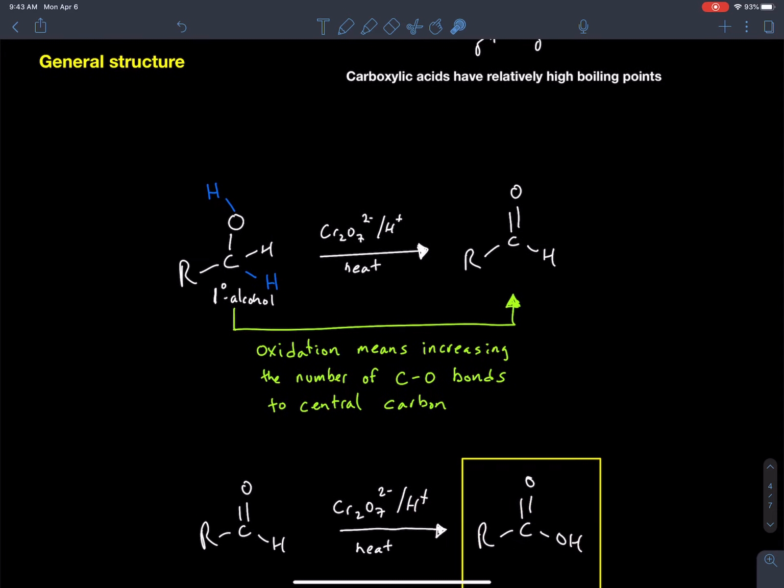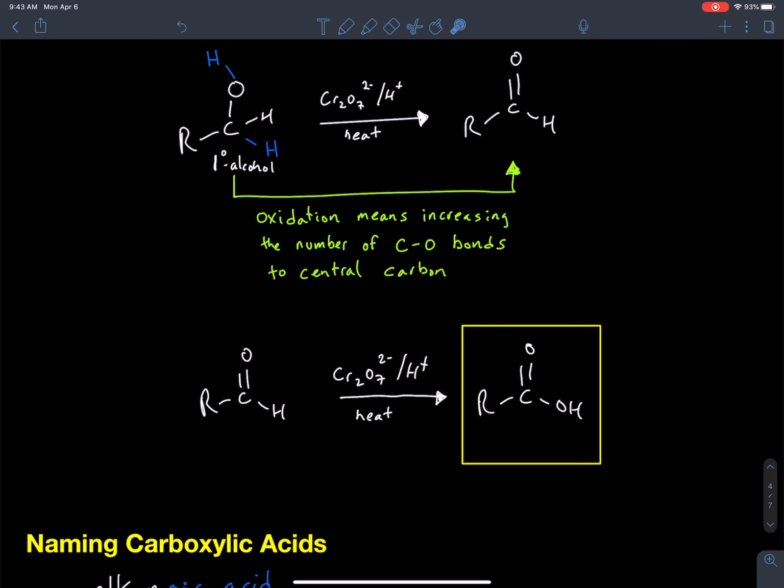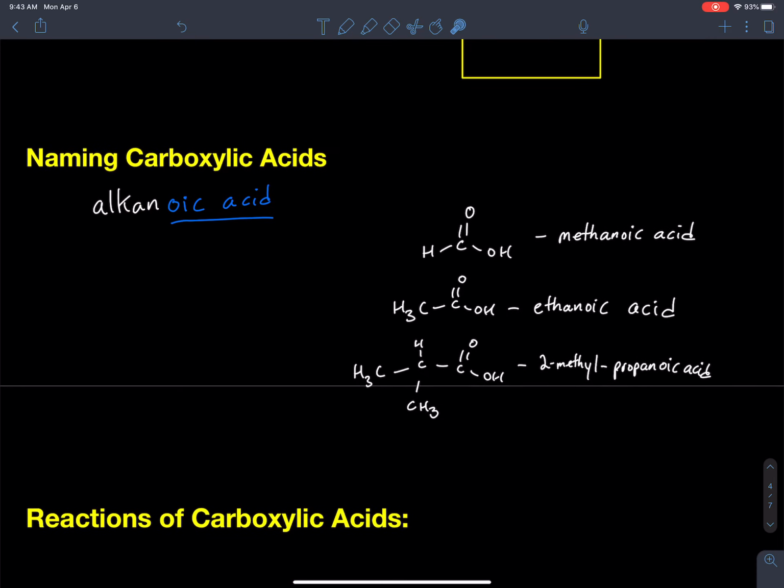For the oxidation to make carboxylic acids, I have to start from a primary alcohol and treat it with dichromate. It's going to eventually go through the aldehyde all the way to the carboxylic acid, which we can see over here. How do we name it?